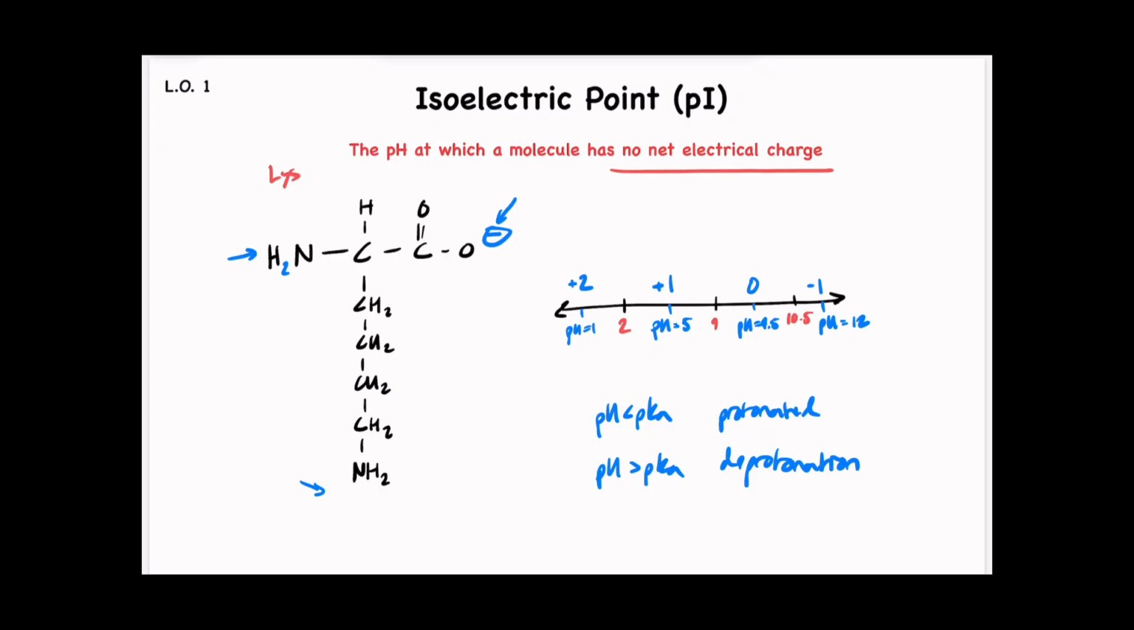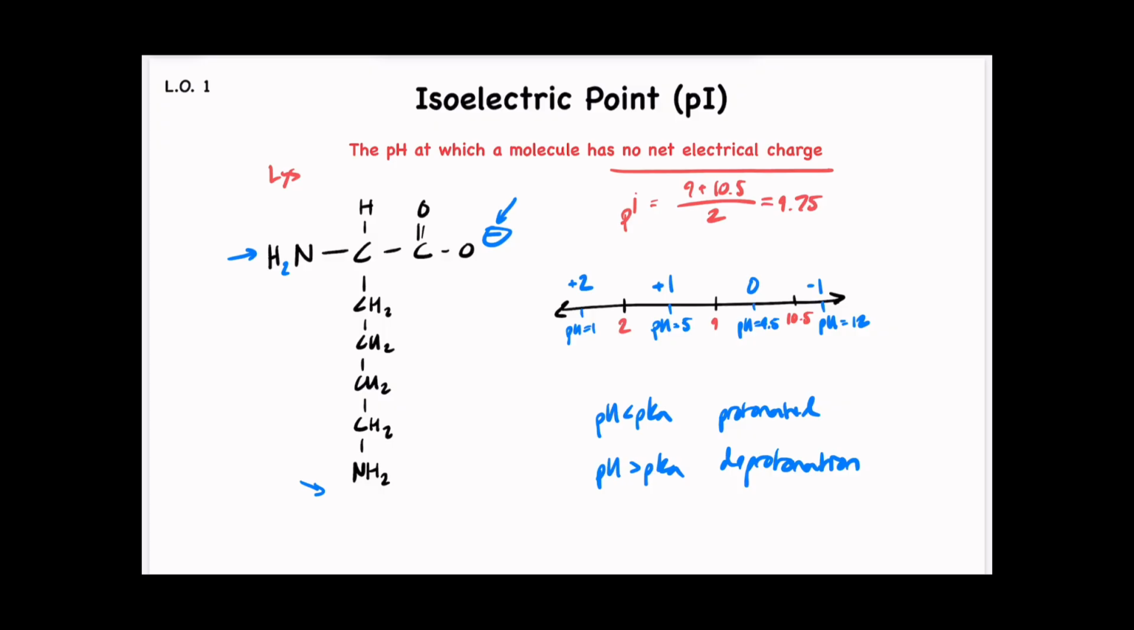And so the pI of the lysine would be equal to 9 plus 10.5 over 2, which equals roughly 9.75. And so that's how you find the isoelectric point, pI, of a single amino acid.